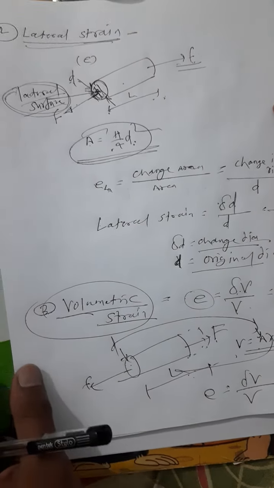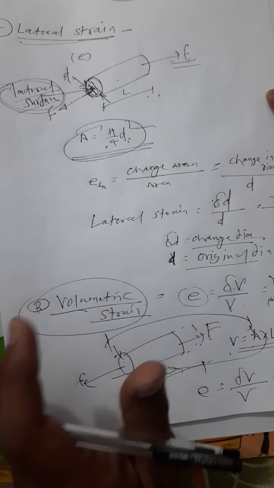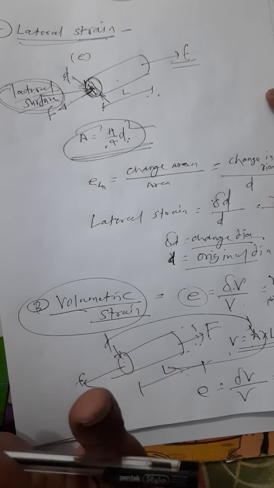Are you getting it? So these are the types of strains: linear strain, lateral strain, and volumetric strain. These are the three types of strain we have.